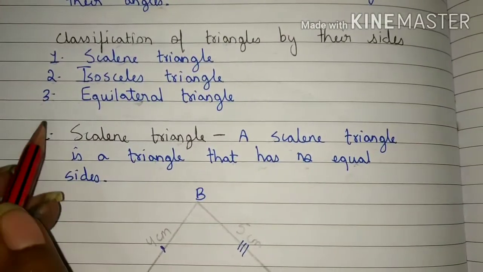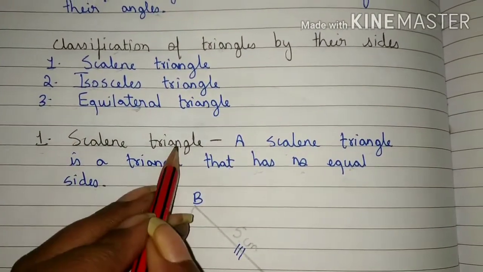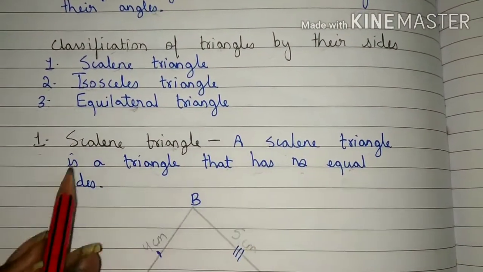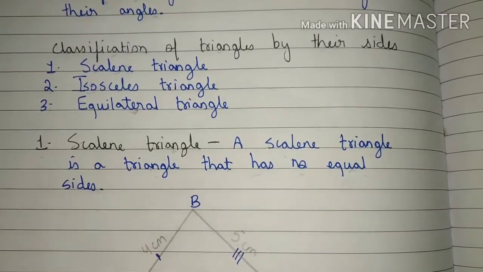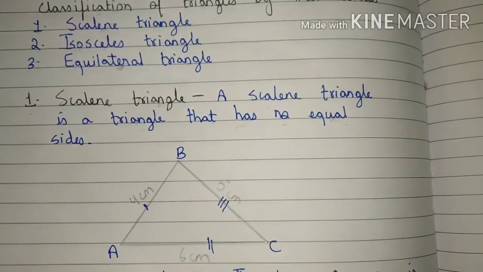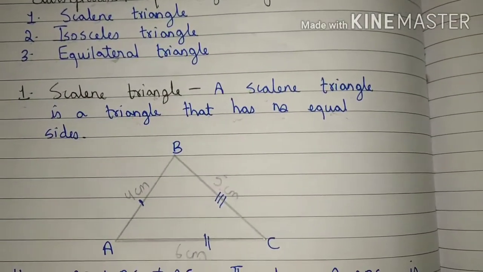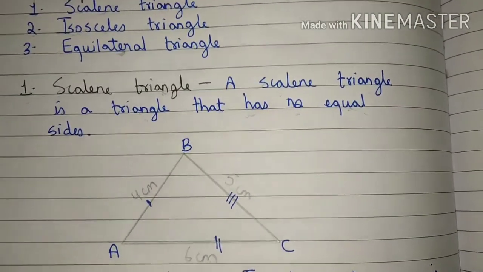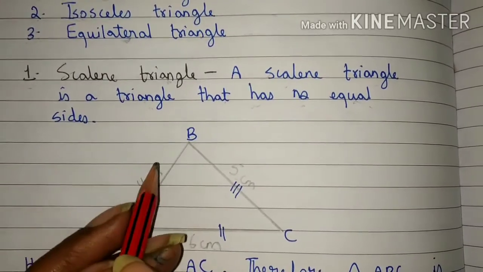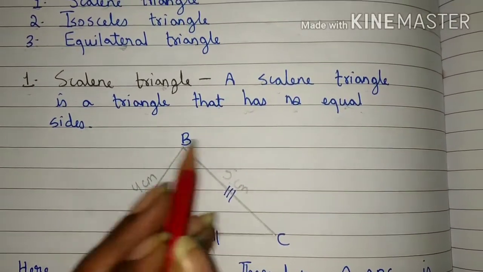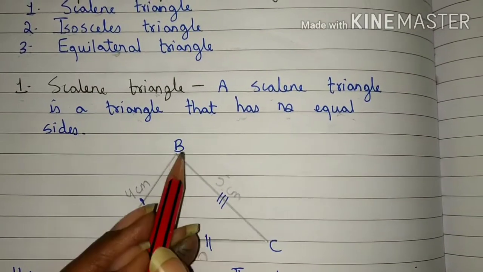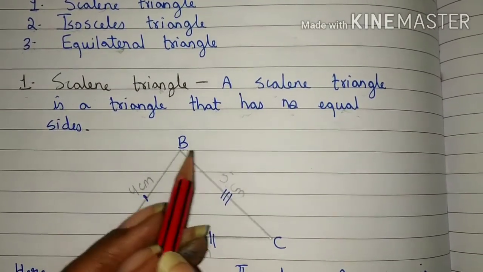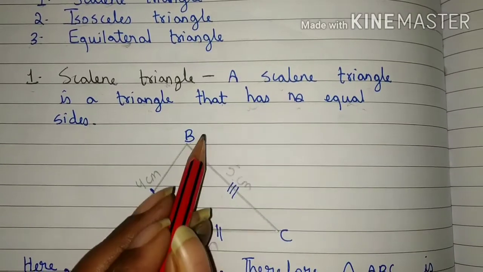Students, now come to first one, scalene triangle. A scalene triangle is a triangle that has no equal sides. Students, look at this figure. This is a scalene triangle because here all the sides are different. It means it has no equal sides.